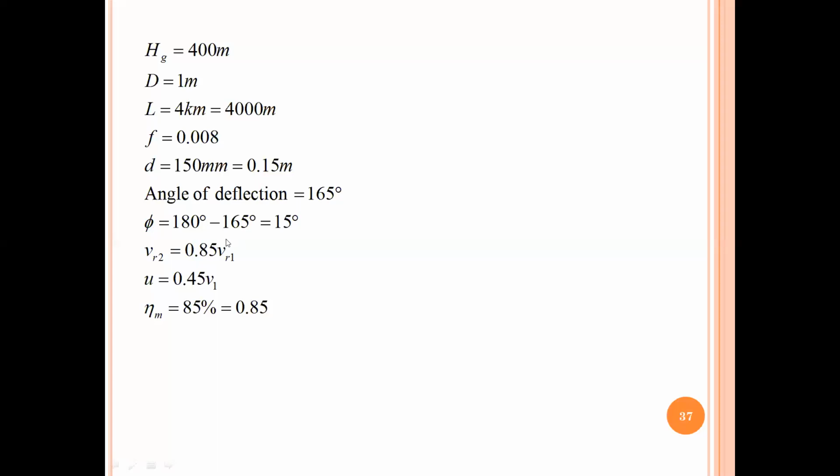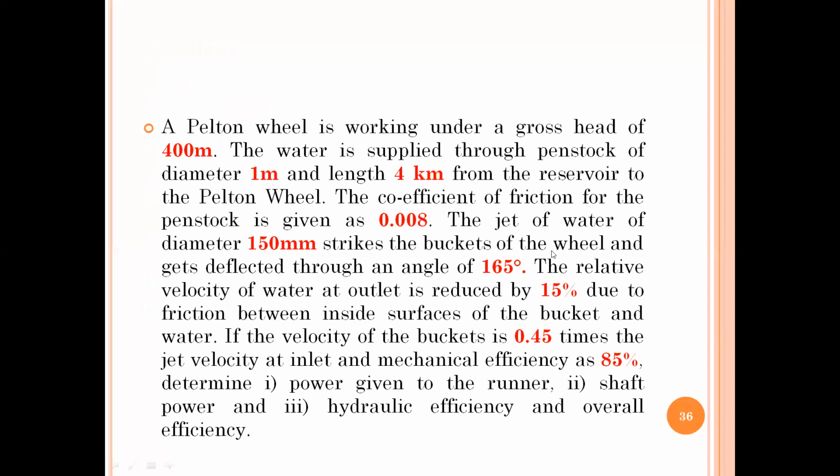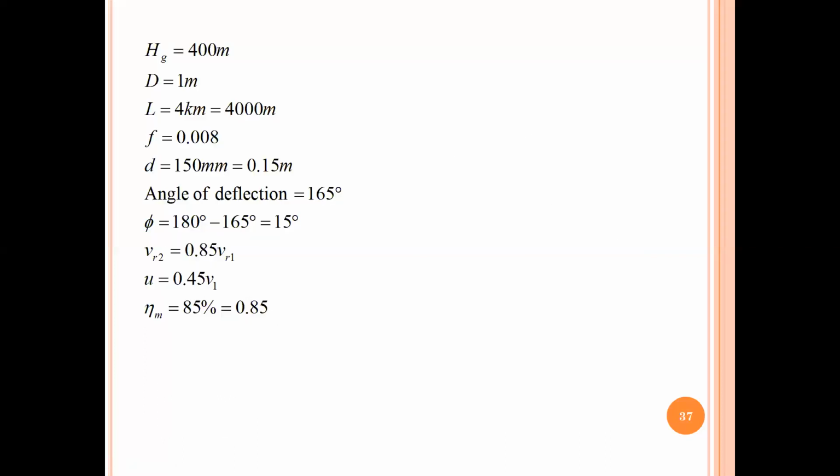And here they have specified very clearly, in a Pelton wheel, always VR1 is equal to VR2 unless it is otherwise specified. So here they have told there is a reduction. In the problem they told the relative velocity of water at outlet is reduced by 15%. So it is not VR2 equal to VR1. Your VR2 is reduced by 15%, so it will become 1 minus 0.15, that is equal to 0.85 VR1.